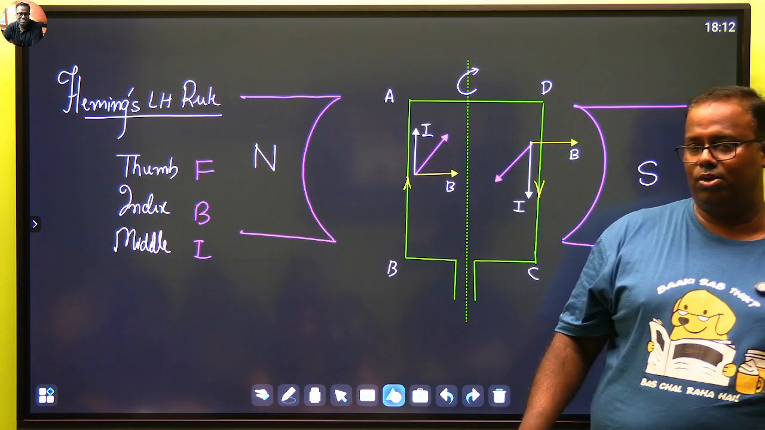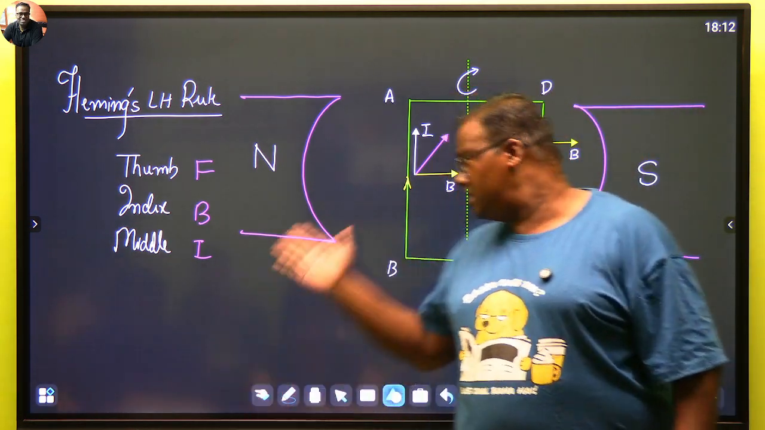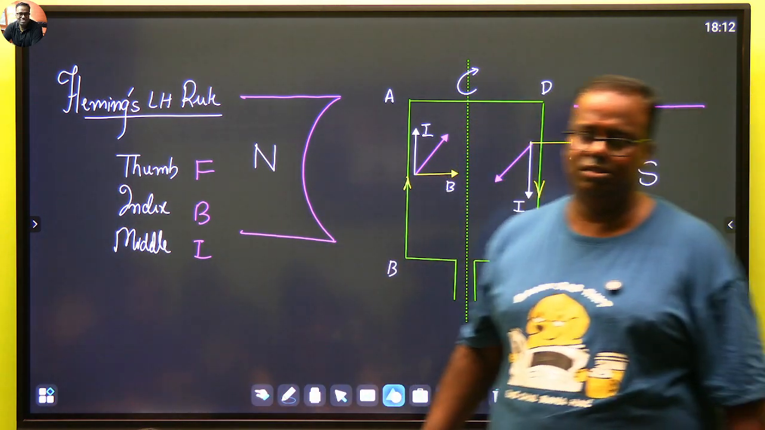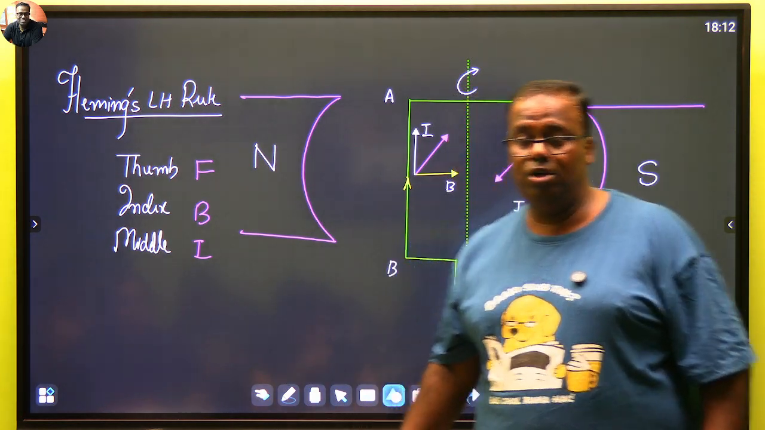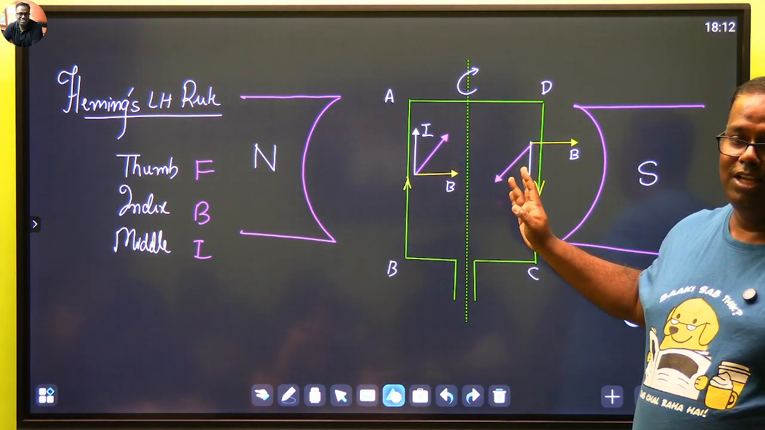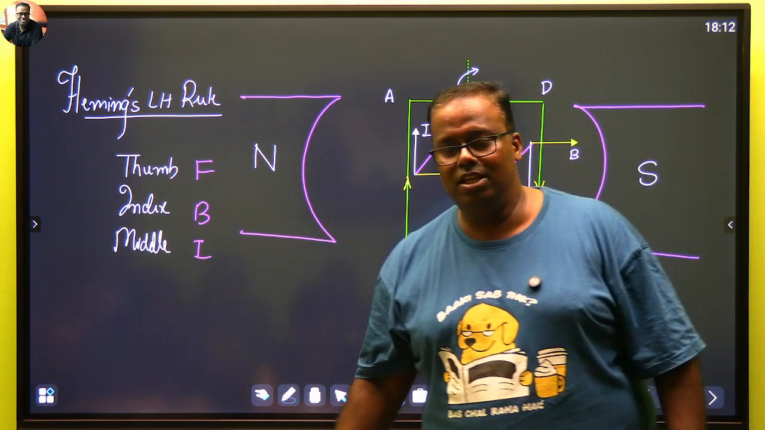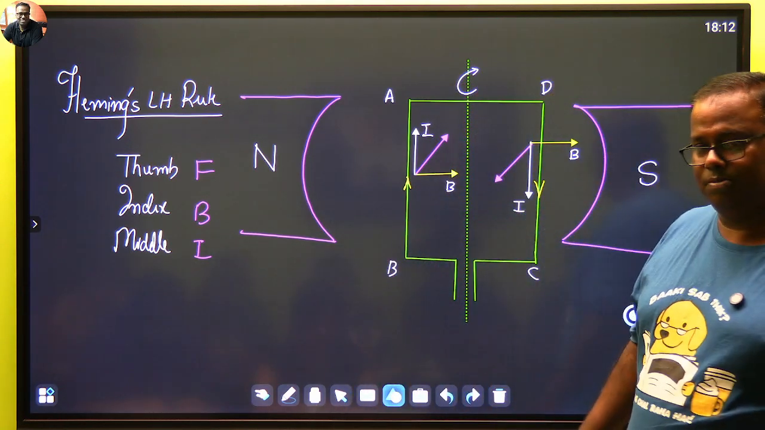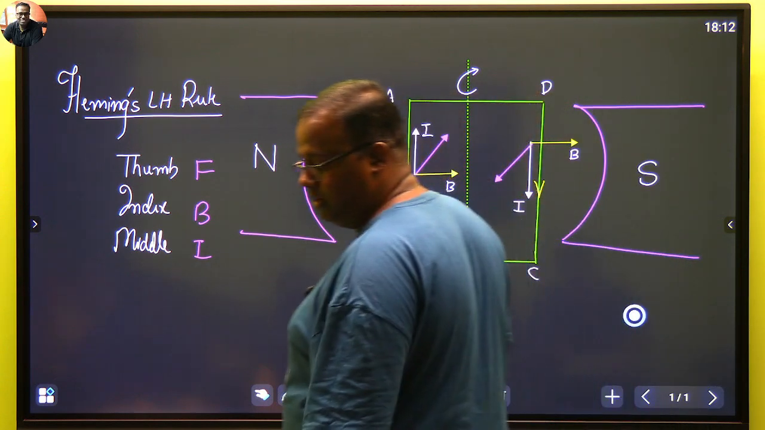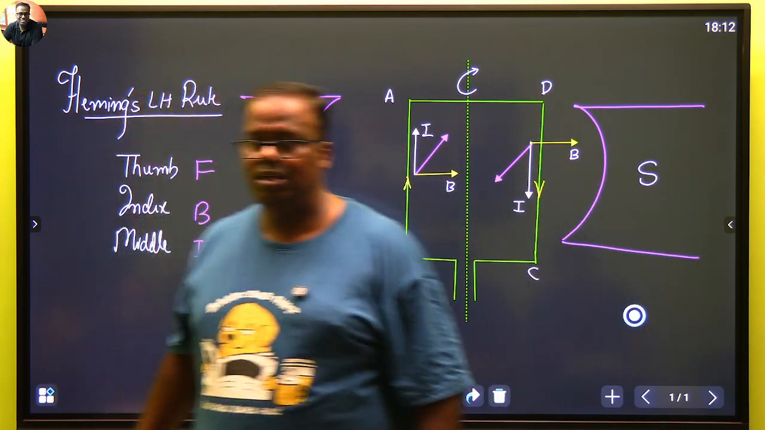Draw the current arrow on your book, as I have shown above. Don't look at the screen now, look at your book, okay? So the current is in the upward direction. Write I beside it, right?